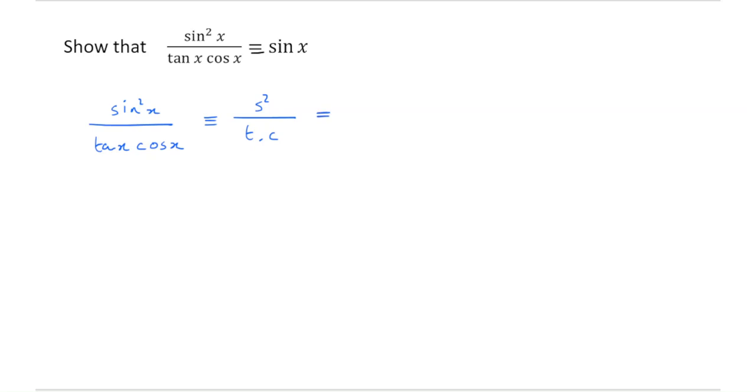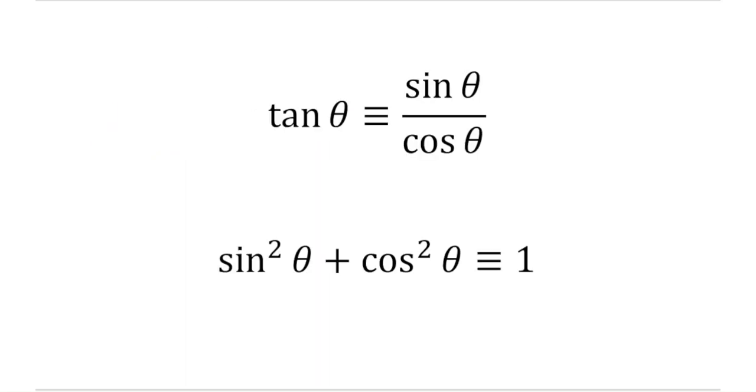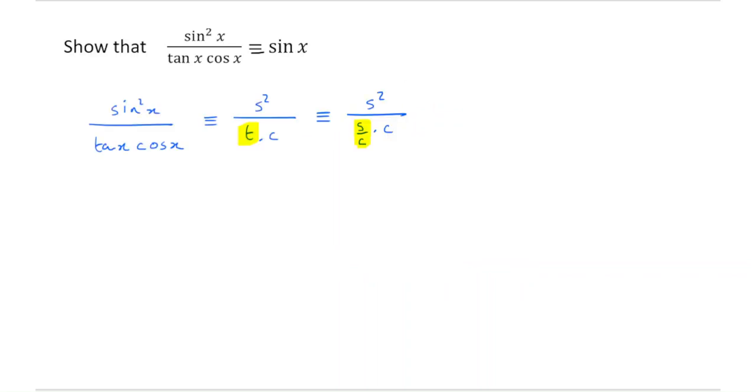So let's just do that. We're going to get s squared over, tan is sine upon cos, times cos. I want you to see what I've done. I've replaced the tan with sine divided by cos, which is using this first identity there. Okay. Well, then on the denominator, what have I got? I've got sine divided by cos times cos. So the cos's there, they cancel off. So what am I left with? I'm left with sine squared over sine. And so sine squared divided by sine is just the same thing as sine x.